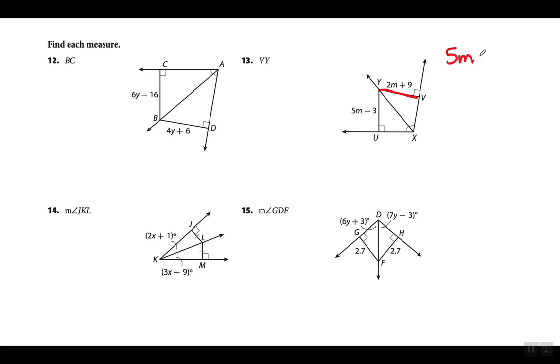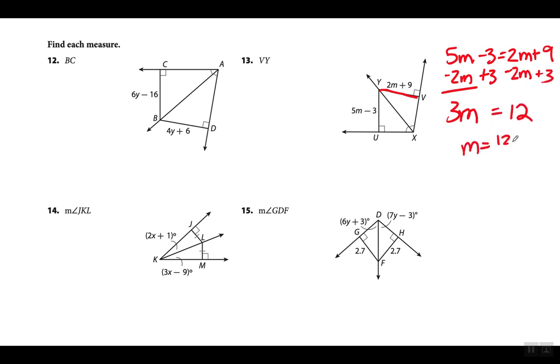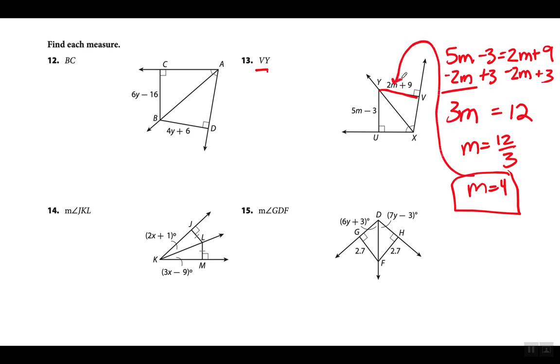So 5m minus 3 equals 2m plus 9. I'm going to move 2m to the left by subtracting. So I'm going to have 3m. I'm going to move the minus 3 to the right by adding 3. So 3m equals 12. M equals 12 divided by 3. M equals 4. Okay, now to find the length of segment VY, I got to substitute and plug in right there for M. 2 times 4 is 8. 8 plus 9 is 17.